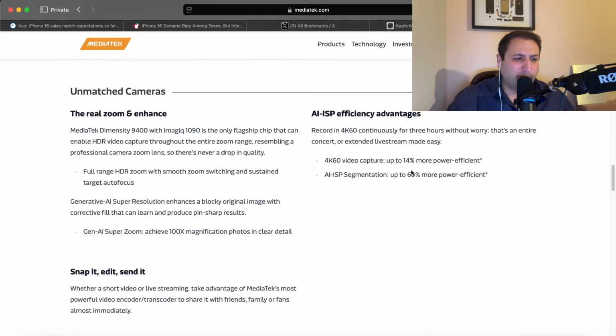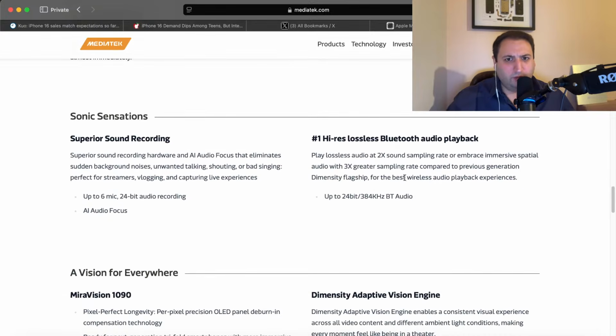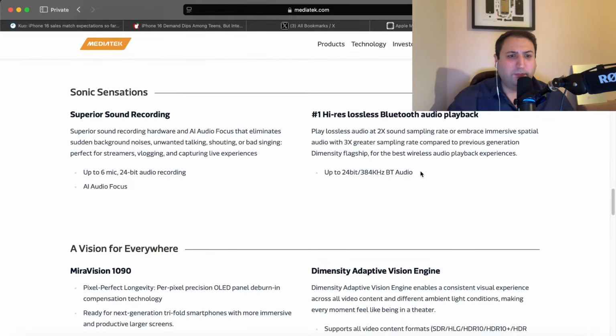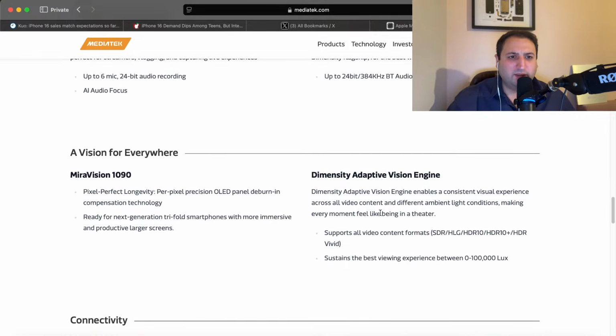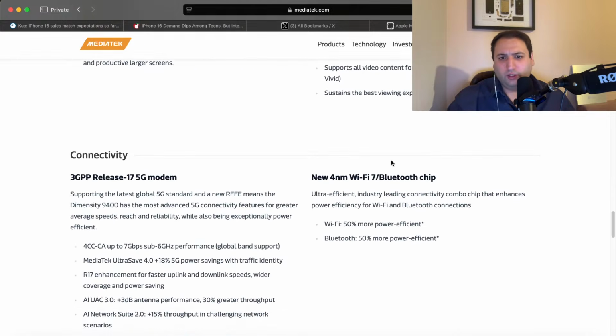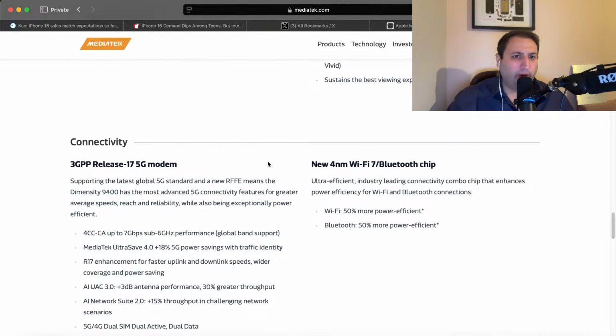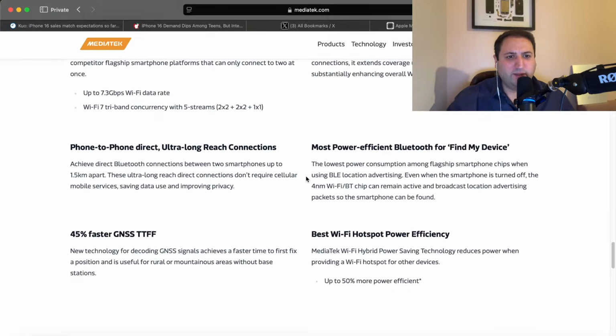They talk about the efficiency of just the image signal processor, which is cool, high-res lossless Bluetooth audio playback, which, yeah, the problem is of course what codecs are actually supported by wireless earbuds and stuff like that. There's a new vision engine, basically new display controllers, a new Wi-Fi and Bluetooth chip, a new 5G modem. So again, this is a very comprehensive product.